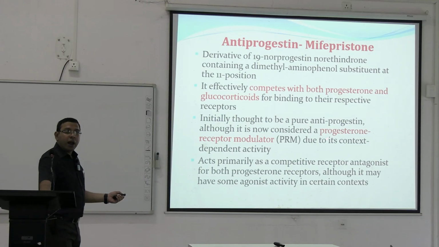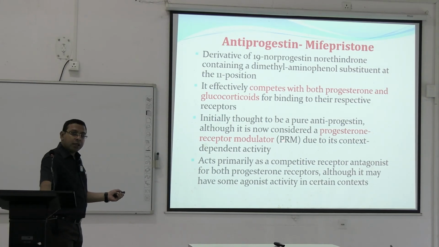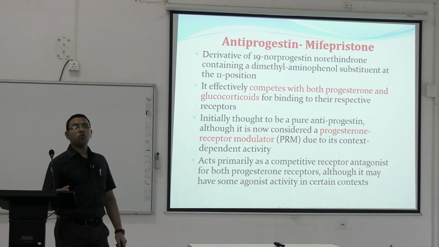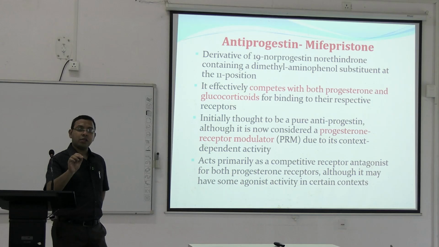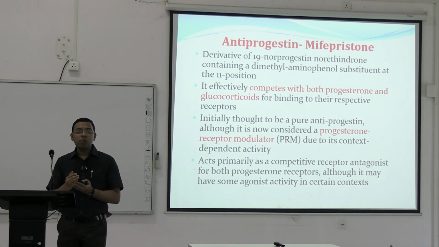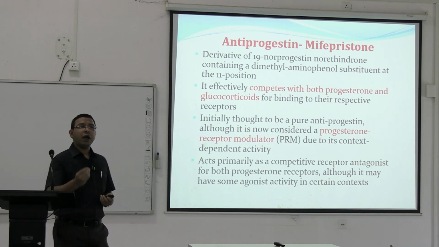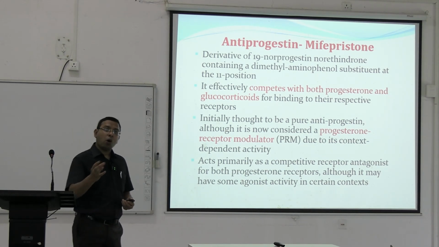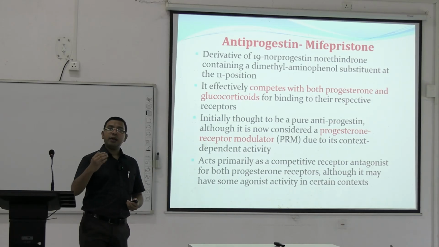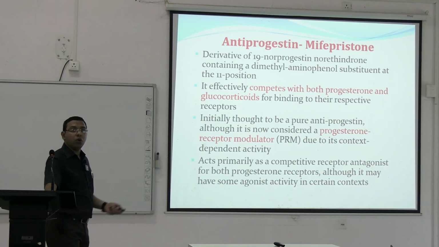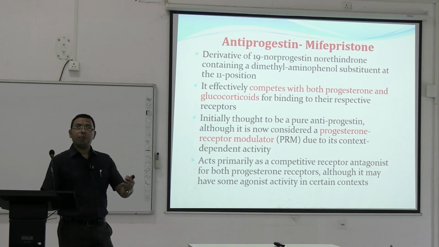Initially thought to be a pure antiprogestin agent, it is now considered to be a progesterone receptor modulator. Why? Because it has been seen that when there is no progesterone and only mifepristone is given, it acts as a partial agonist. That is, it causes agonism of the progesterone receptor very minutely. But when progesterone is already there, it acts as an antagonist. That's why it is known as a progesterone receptor modulator rather than a pure antiprogesterone.